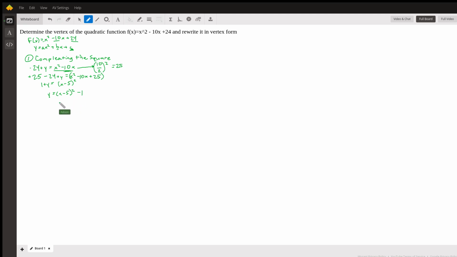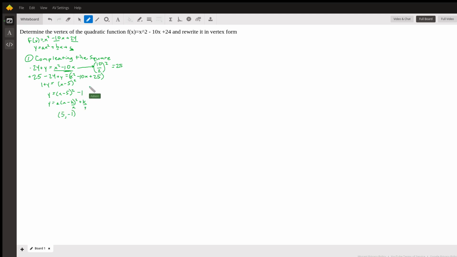The way the vertex form looks is y equals a times x minus h squared plus k, where h and k are the x and y values of the vertex. In this case, our a is just 1, our h is 5, and our k is negative 1. So just like that, we solved for the vertex of our equation, which is 5 comma negative 1, and we put it into vertex form, the two things that the question was asking us.